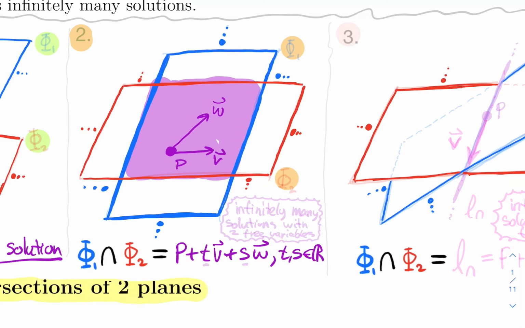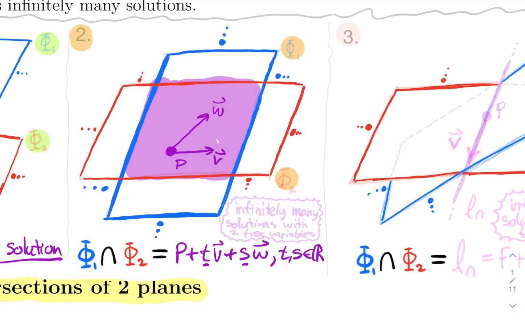So this means, from the point of view of the system of linear equations induced by bundling the two Cartesian equations phi1 and phi2 together, that when you solve it, you're going to get infinitely many solutions, because there's infinitely many points that live in the intersection, since the intersection is a whole plane. But what's really crucial to understand here is that we have two free variables, S and T. So you're going to get infinitely many solutions, but with two free variables.